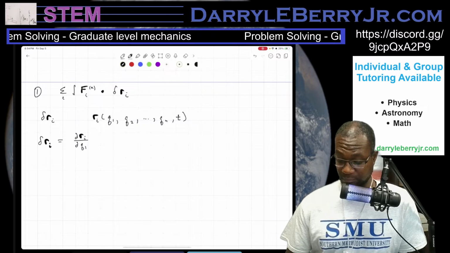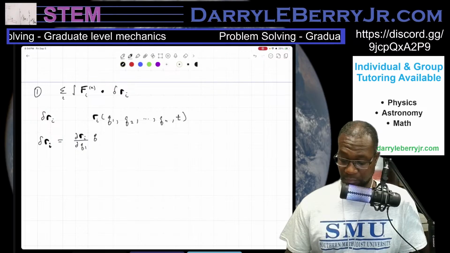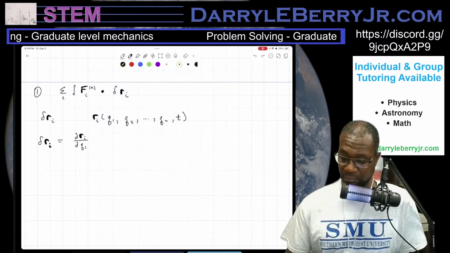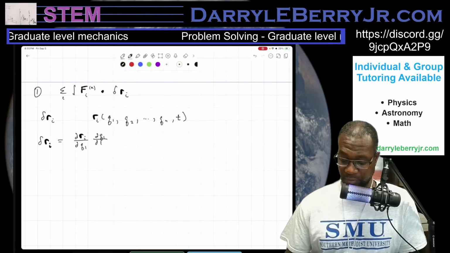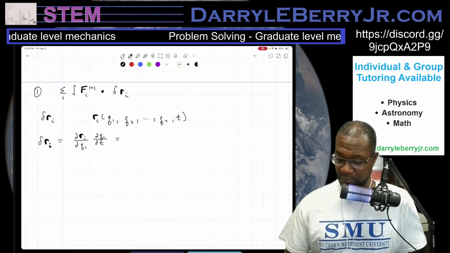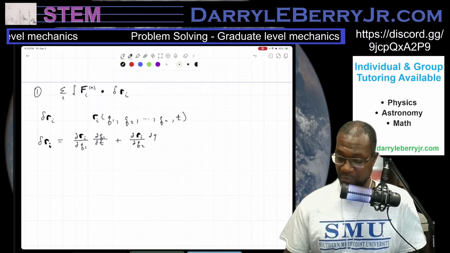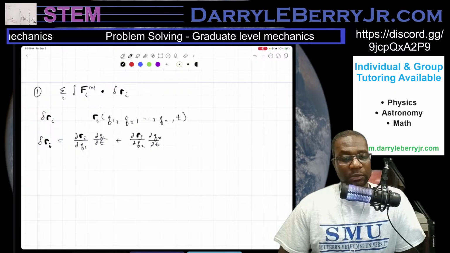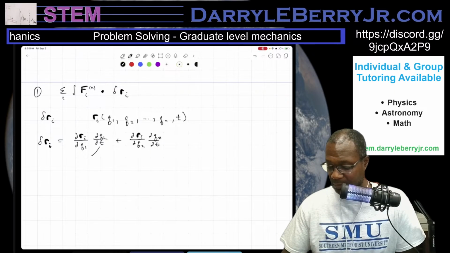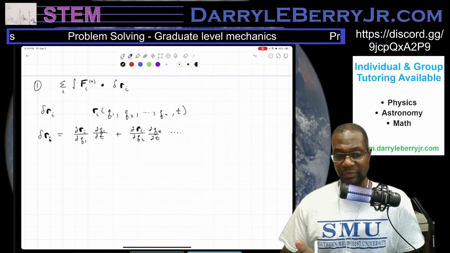Then we have partial q1 over partial t. Then we have partial r_i, and this is a plus, over partial q2, partial q2 over partial t. And I'm not remembering clearly if this is over t. This might be over something else. I have to think about that, but suffice it to say, this keeps going. I don't remember if that one is over t or not.